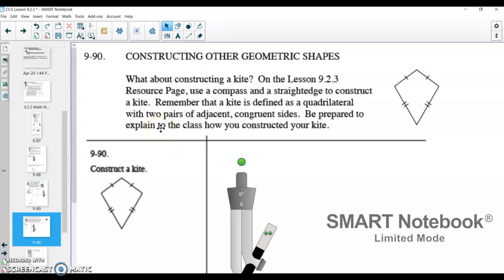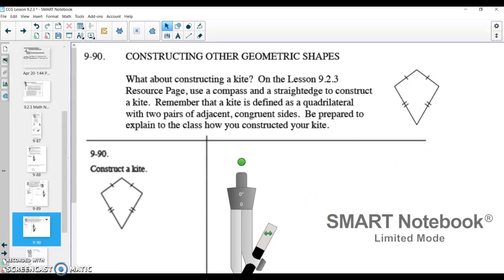It's talking about building a kite. Now, a kite's a little bit different. We need 2 pairs of congruent sides. We need a pair of congruent sides on top, a pair of congruent sides on bottom, so that the adjacent sides are congruent to each other. And I'm just going to get right to how we can construct this.